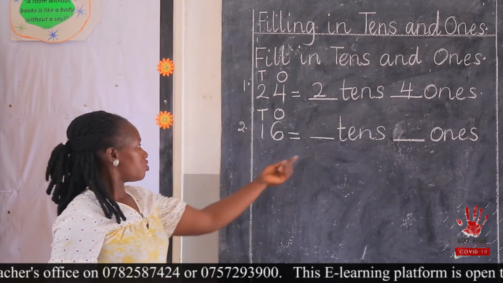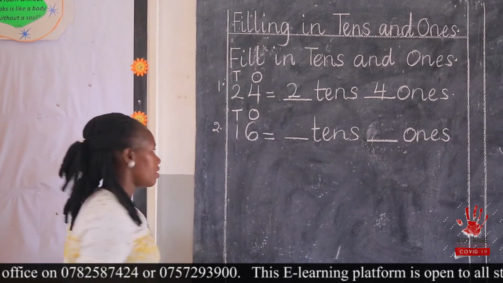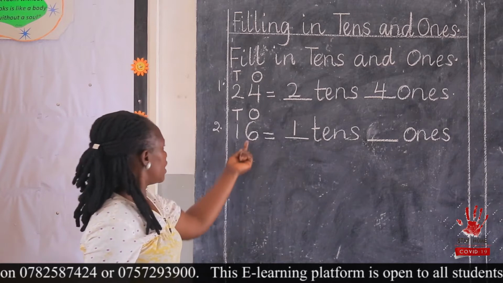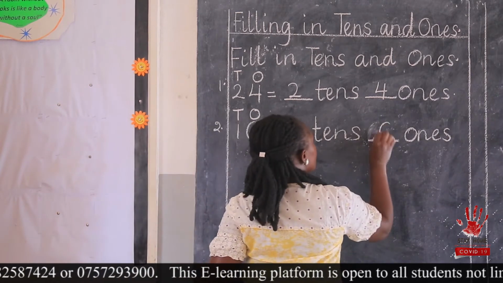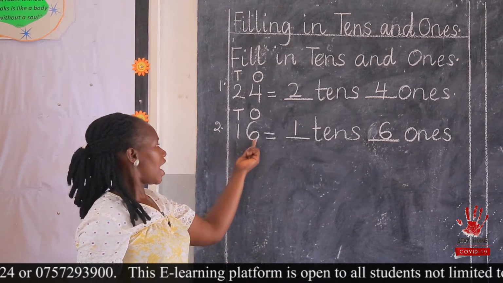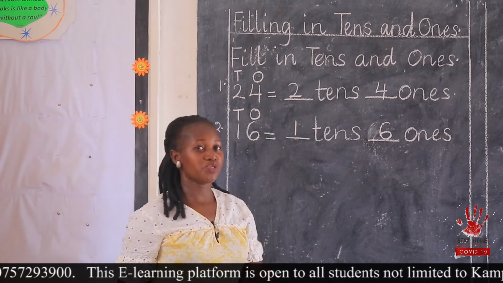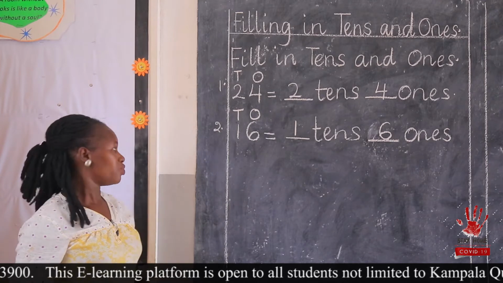From there now I'm going to write. Which number is in tens? 1. So I have 1 ten. And which number is in ones? 6. That means I have one group of tens and 6 ones. All right? Now I'm going to give you another one. This one is a little bit tricky. Some people don't know what to do.